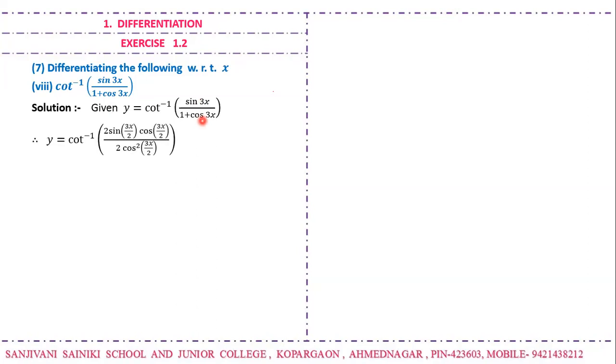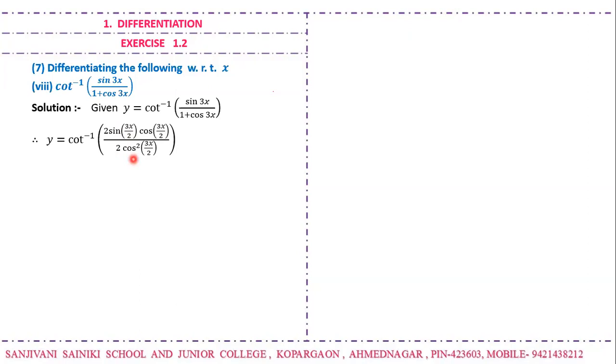Now, how to simplify it? This sin 3x, using the formula sin 2 theta is equal to 2 sin theta cos theta, we write 2 sin 3x by 2 into cos 3x by 2, using the half angle formula. Here also using the same formula, 1 plus cos 2 theta is 2 cos square theta, so 1 plus cos 3x is 2 cos square 3x by 2. So the 1 cos 3x will cancel, and the 2 will also cancel each other.